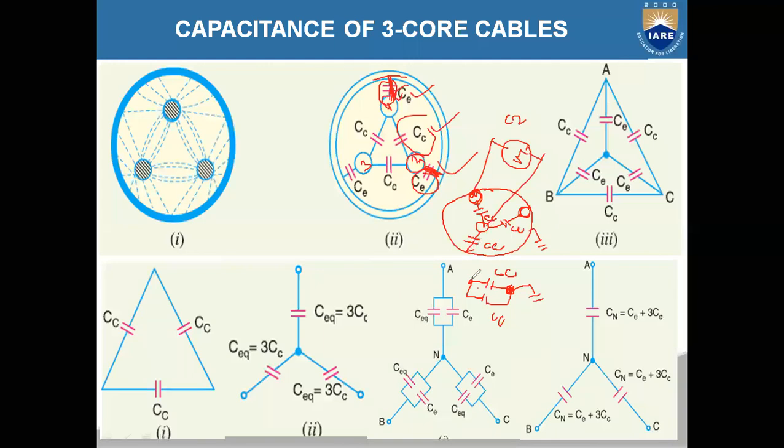Third core and again sheath. The sheath is nothing but the other CE. So that means you are having two CCs and one CE connected in parallel. So the total equivalent capacitance will be CE plus 2 CC. So this is the value of the C2. The measuring value C2 will be equal to CE plus 2 CC. From this you can calculate your CC. CC is equal to (C2 minus CE) by 2.